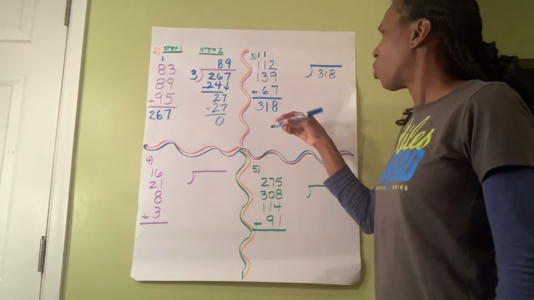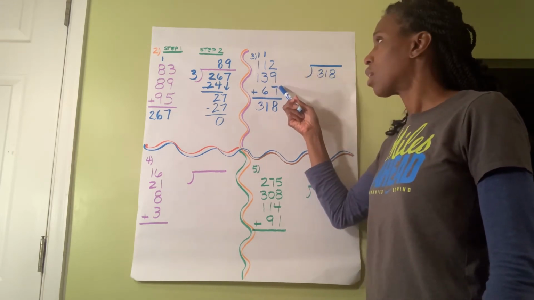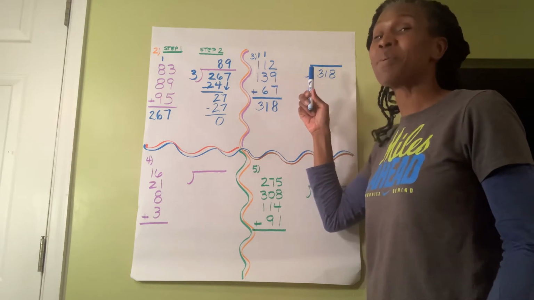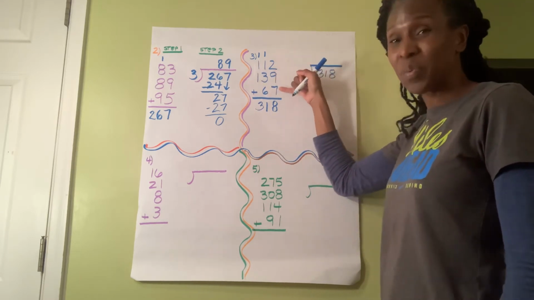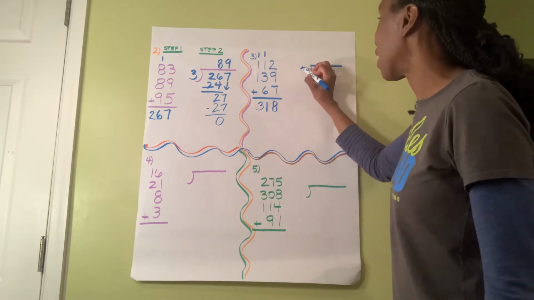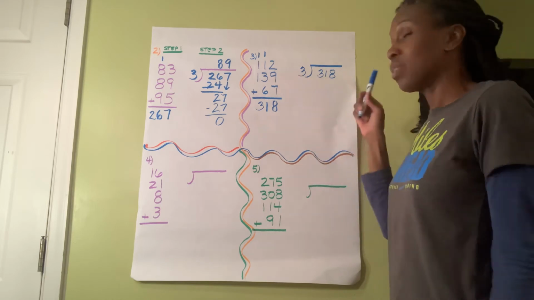All right. Now, what number goes outside of the house is the number of numbers that I added together. So I began with 1, 2, 3 numbers. So that's my divisor. Okay, 318 divided by 3. All right, so let's go ahead and get going.